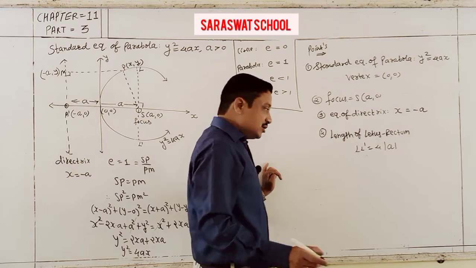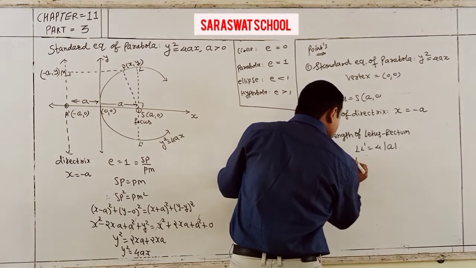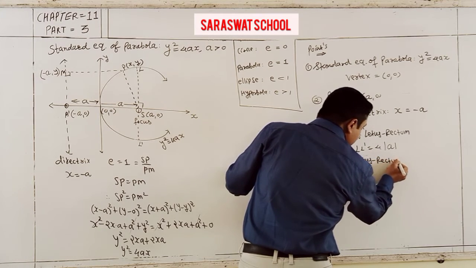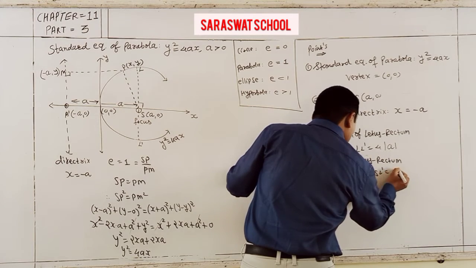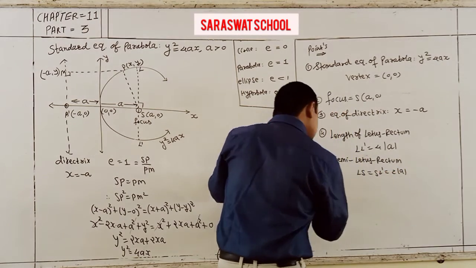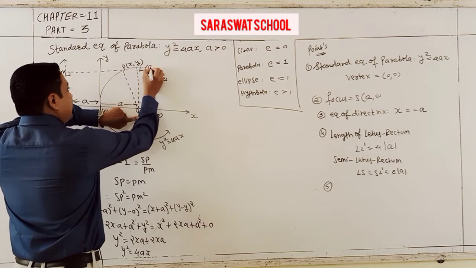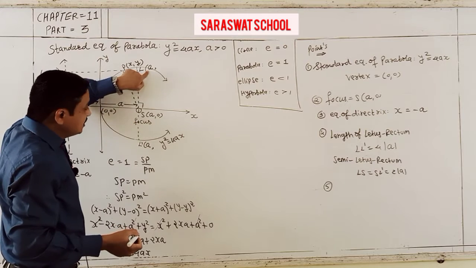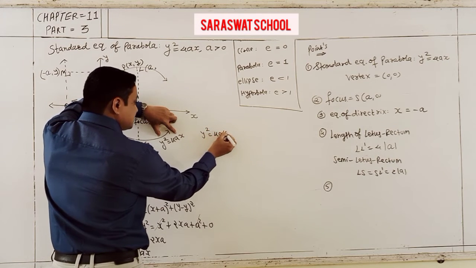Why is it 4 modulus a? I will explain one more thing also, the semi latus rectum. Students, I explain now why 4a comes. Here LS, or SL, is 2 modulus a, because it is actually the point covered up to a. Here the x coordinate a is the same as the perpendicular, and this a you put here in place of x. What do you get?